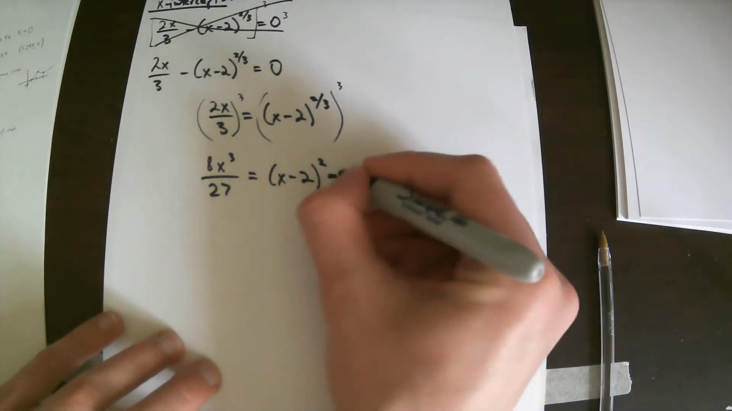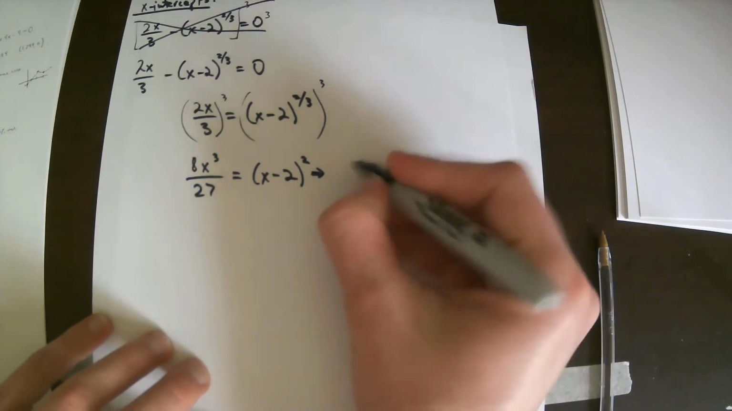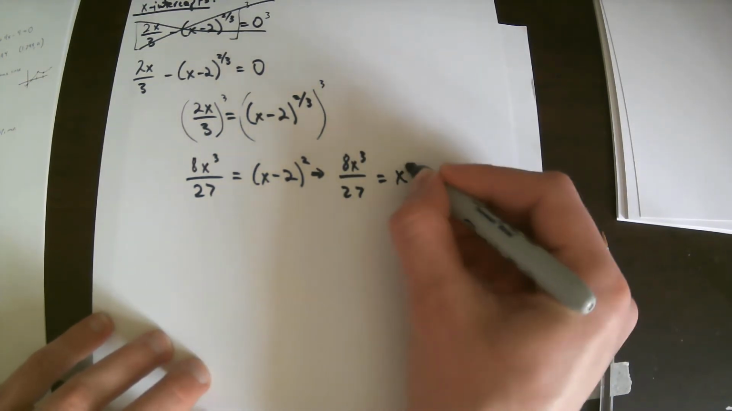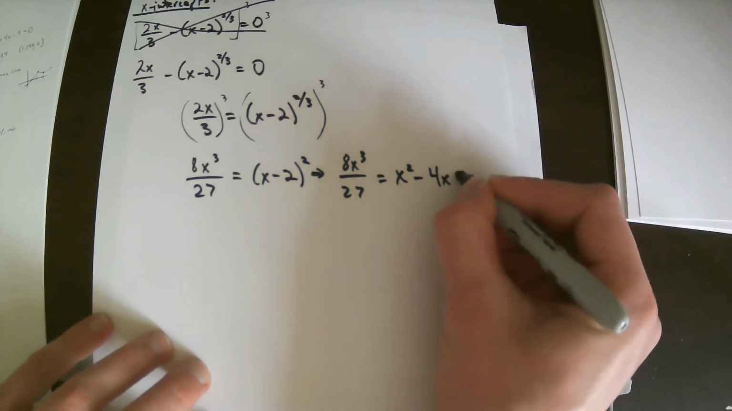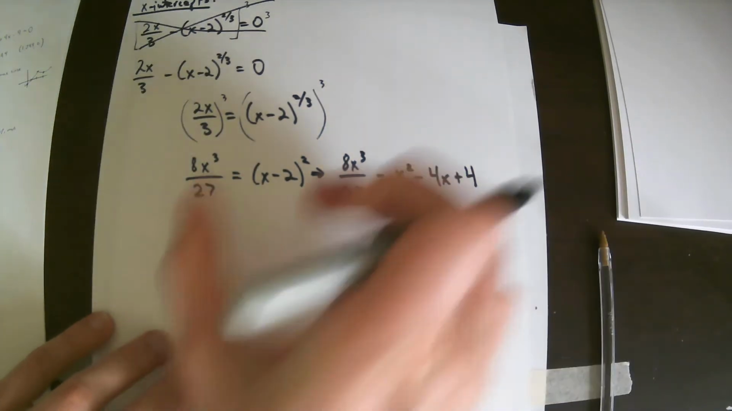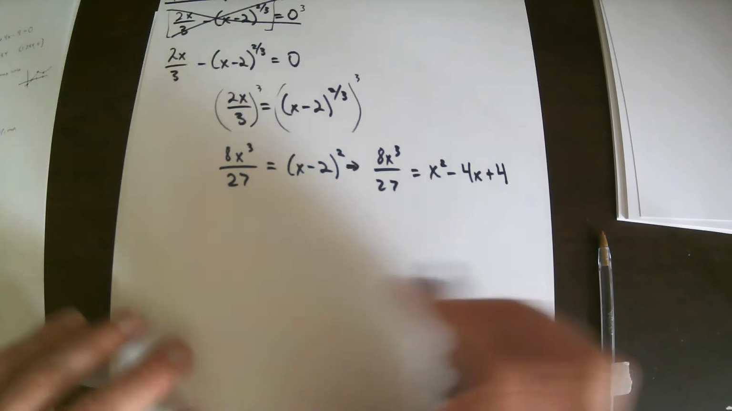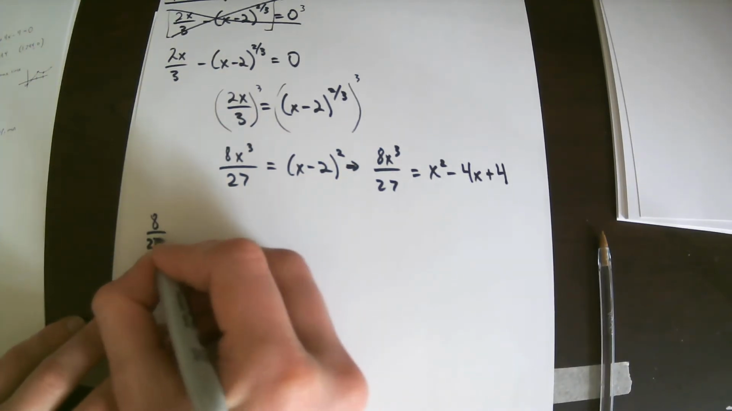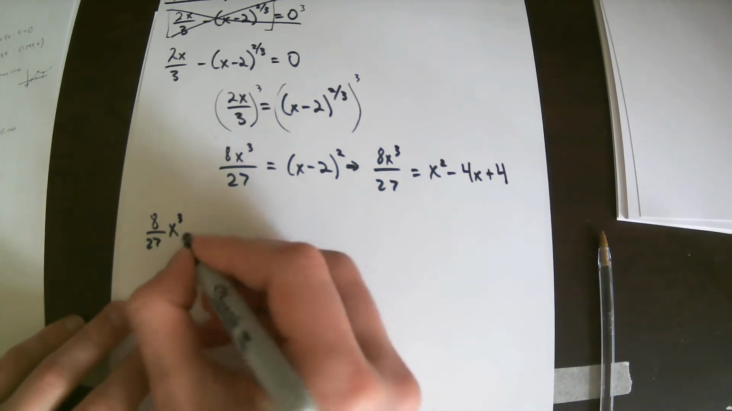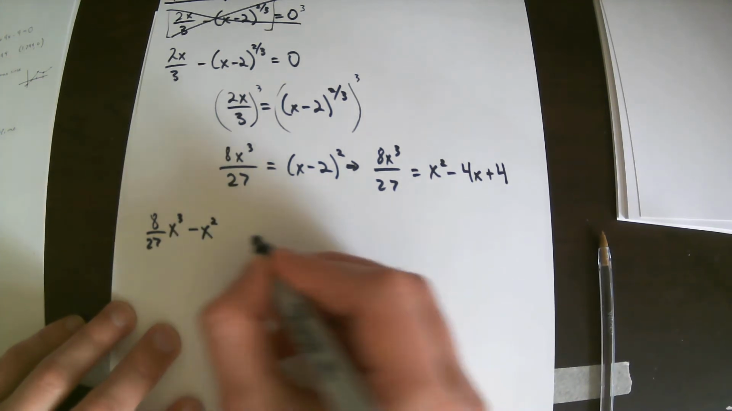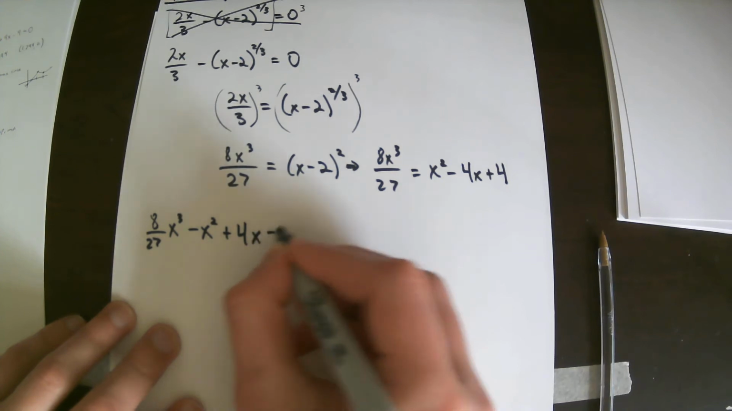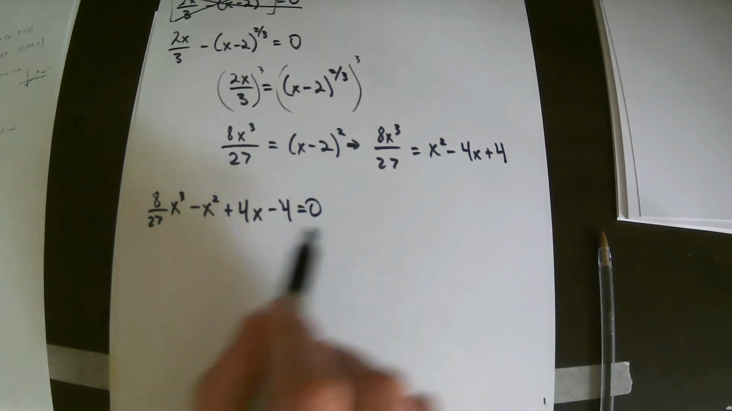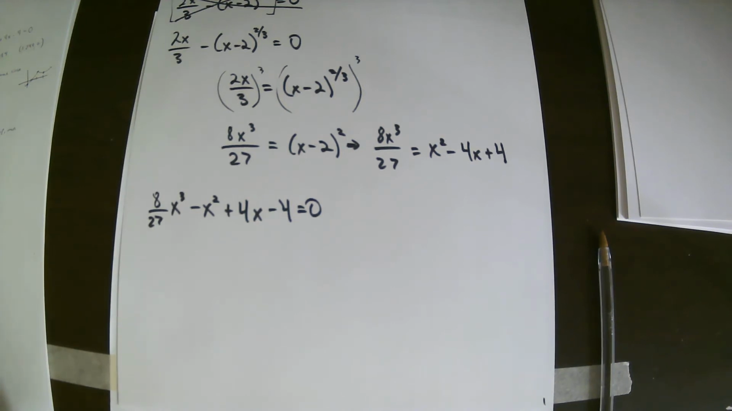I'm trying to save space, so let me work this way. So 8x cubed over 27 is equal to x squared minus 4x plus 4. Scoot everything back across the equal sign to get it back equal to 0. So I'm going to have 8 over 27 x cubed minus x squared plus 4x minus 4 is equal to 0. So I'm supposed to solve this cubic function for 0.